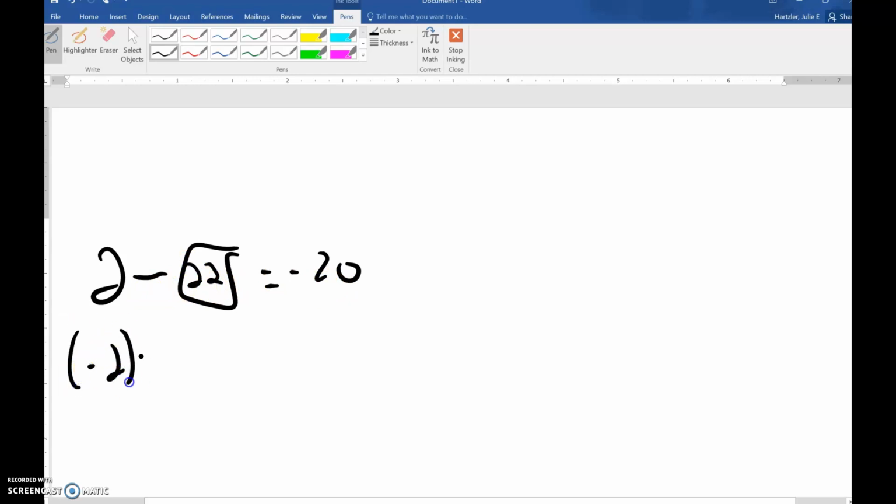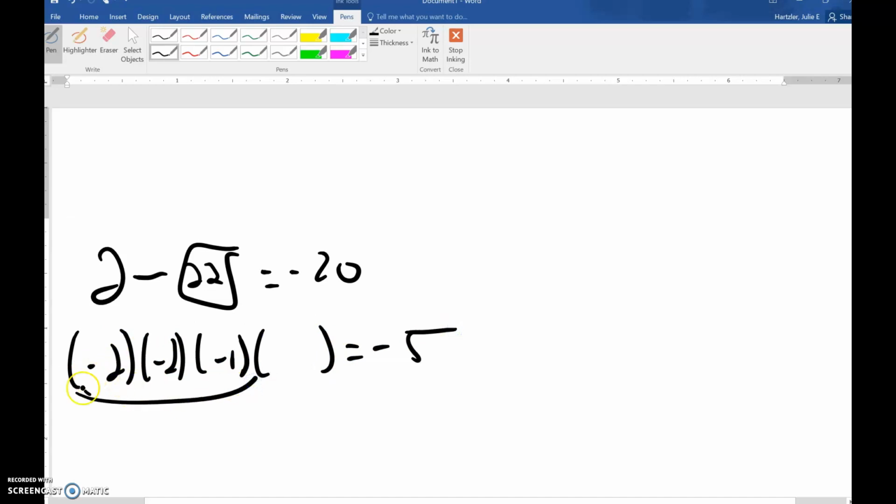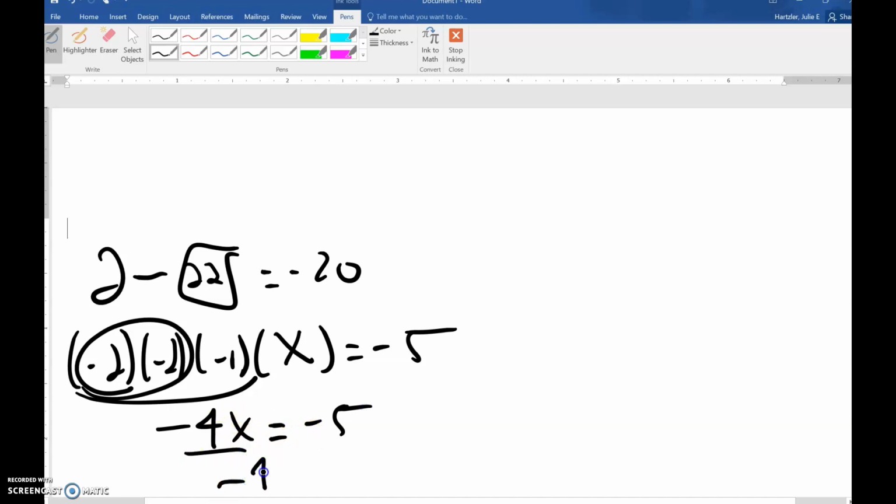And then the next one, you have negative 2, negative 1, fill in the blank, negative 5. So a negative times a negative is a positive 4. They pair up, but then you have an extra, so this is going to be a negative 4. If you want to figure it out, you can set up an equation. I want to figure out what x is, so you would divide, and x would be a positive 5/4.